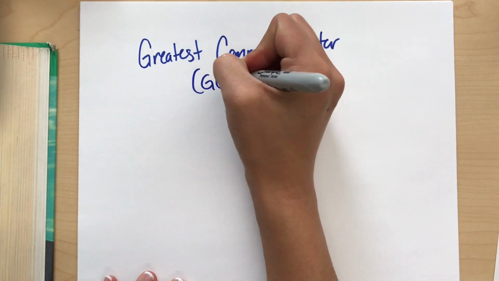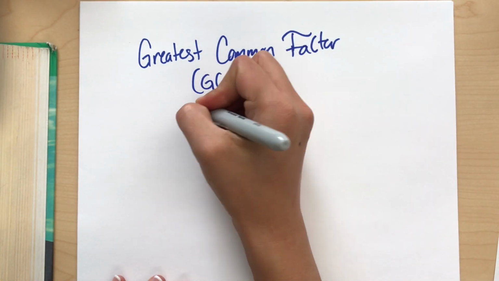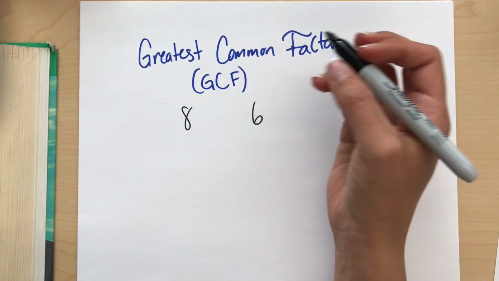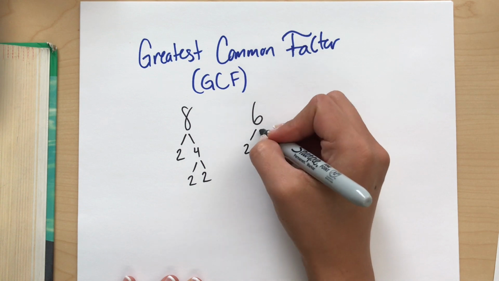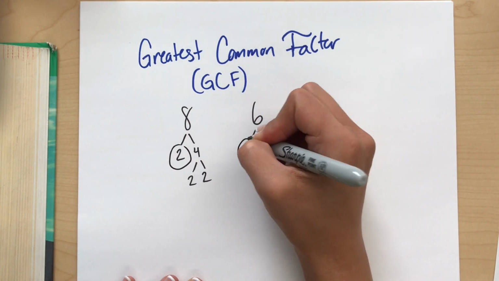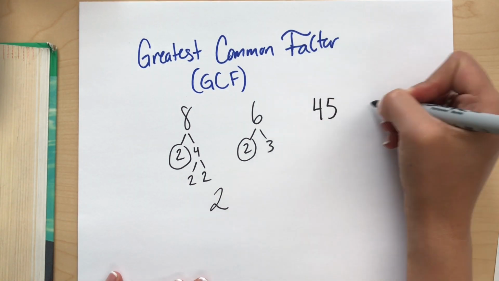Okay, so we're talking about the greatest common factor. What is the greatest common factor? It's just the greatest number that goes into both numbers. So if we look at 8 and 6, 2 and 4 go into 8, and then 2 and 2. So then 6 splits up into 2 and 3, and I realize that the only number that these two have in common is 2. So the greatest common factor is 2.